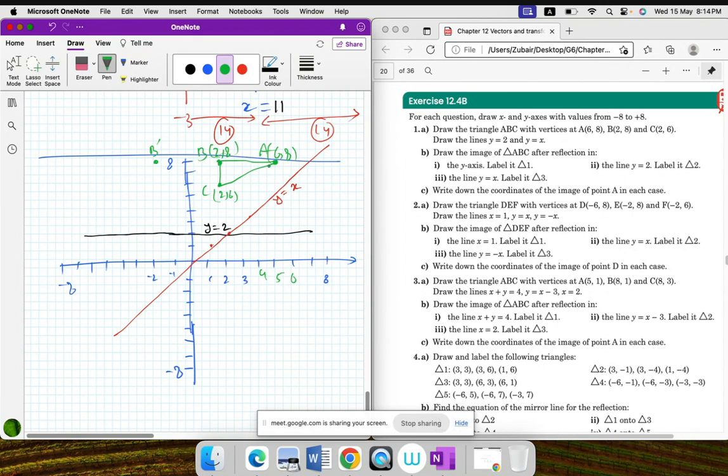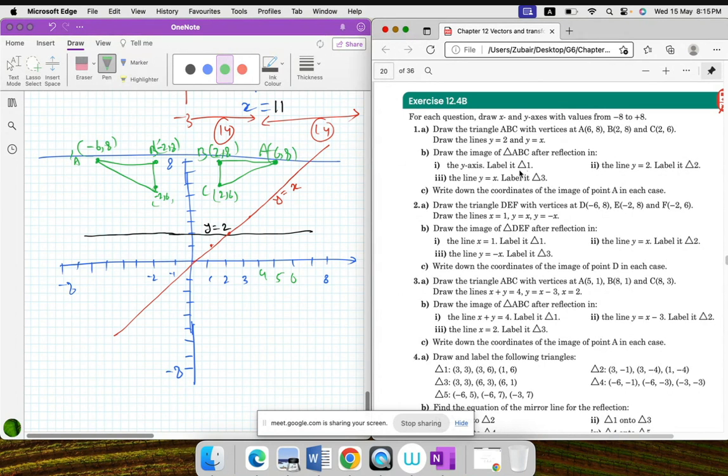And then when I look at A, this is 6 units away to the right of the y-axis, so I'll go 6 units till -6. So -6, comma 8, and B is -2, comma 8, and C is -2, comma 6. So we draw it and we label it triangle 1.